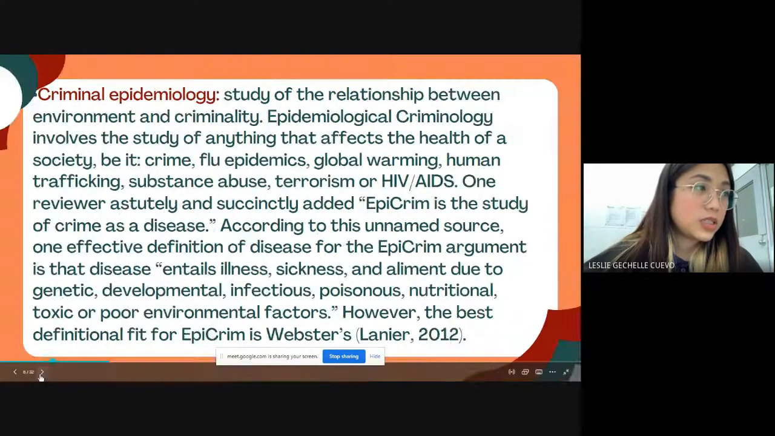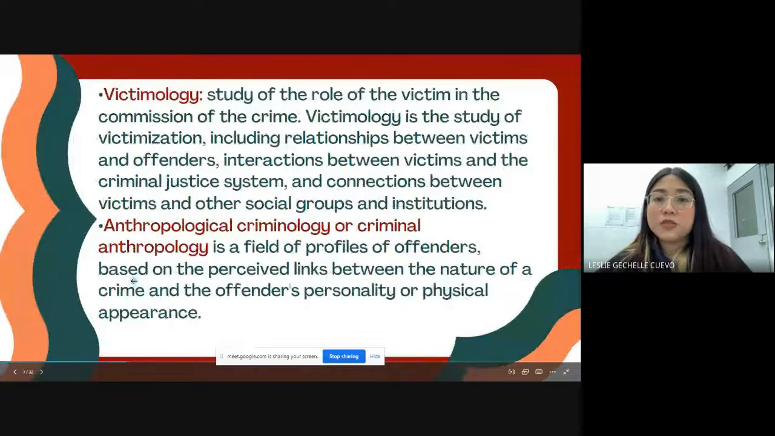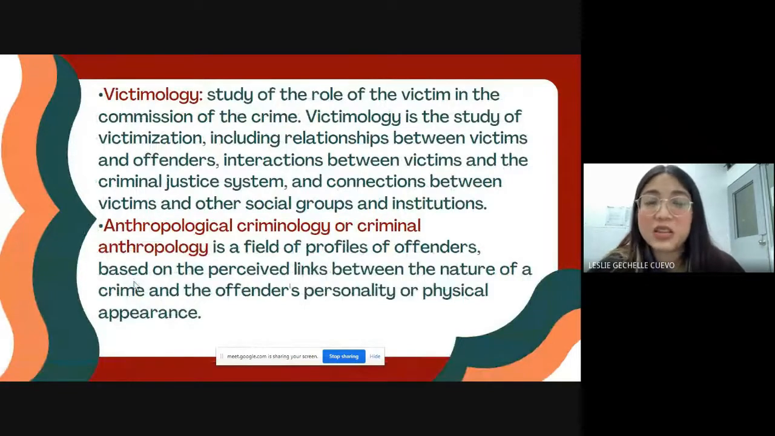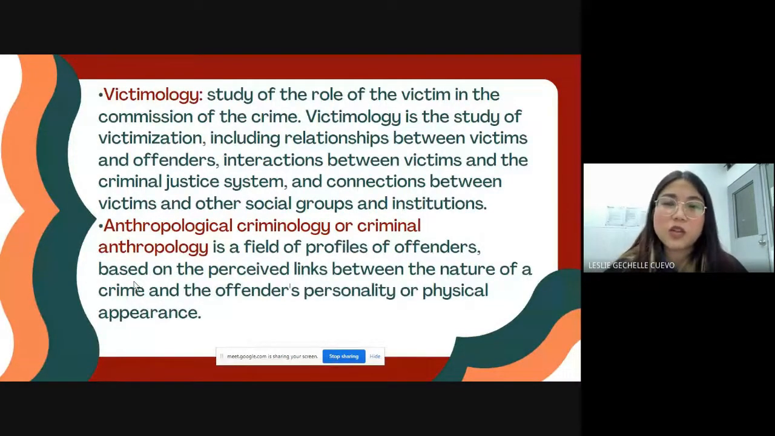Okay, next is victimology. May separate subject kayo dito. Victimology, obvious naman, di ba? Study of victims. Study of the role of the victim in the commission of the crime. May partisipasyon ba ang biktima? Kaya siya na biktima. Victimology is the study of victimization, including relationships between victims and offenders, interactions between victims and the criminal justice system, and connections between victims and other social groups and institutions.